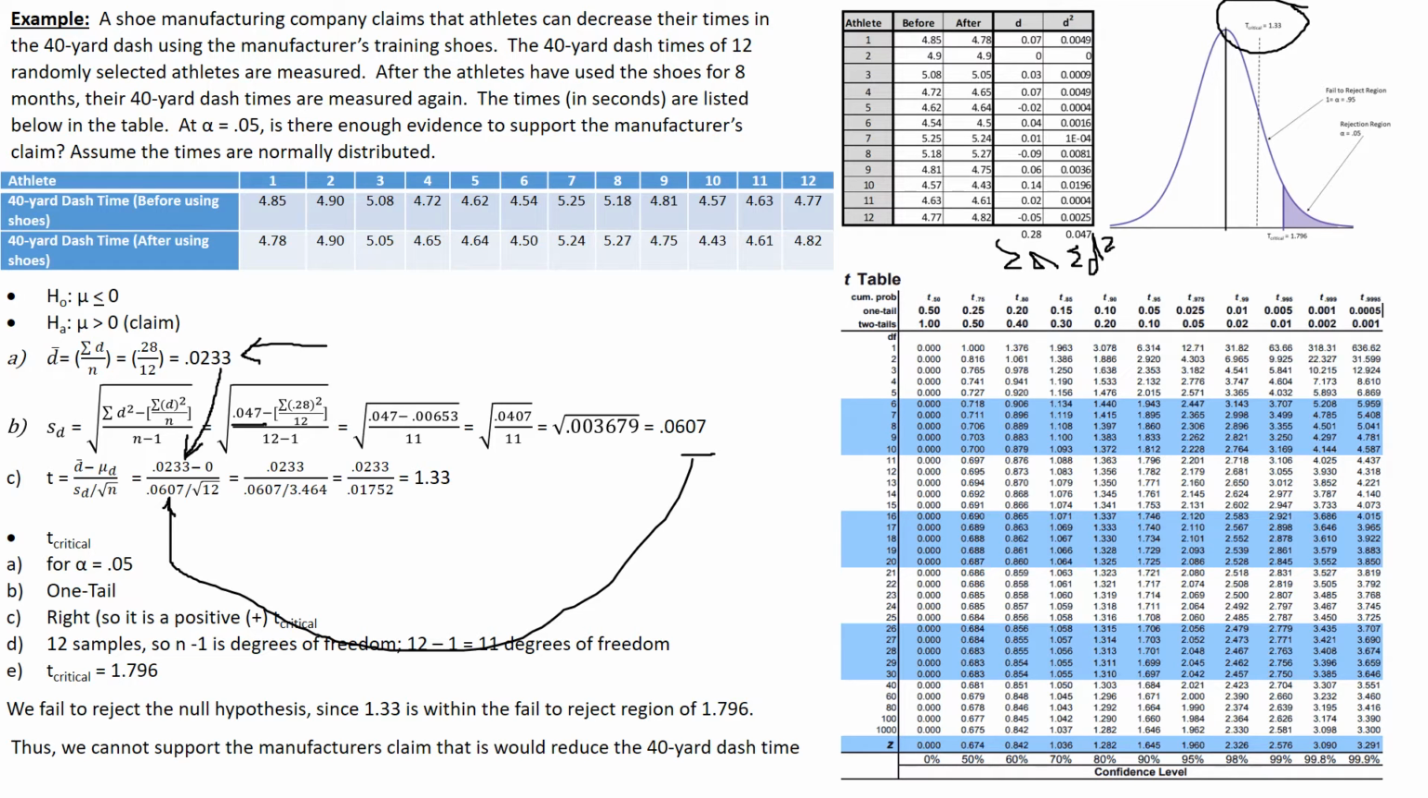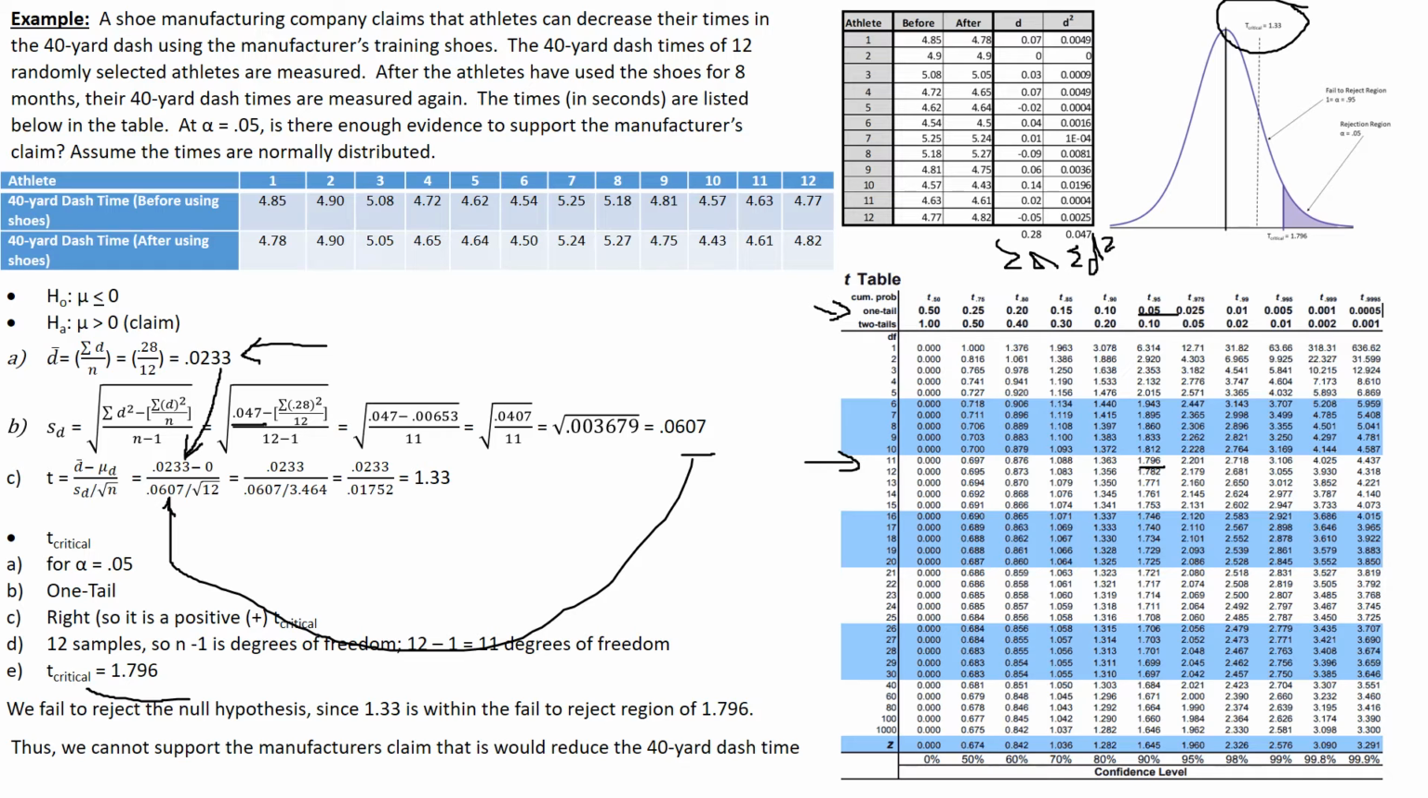Let's find our T critical. We've got 12 samples, so it's 11 degrees of freedom. It is one-tailed, right-tailed, so it's going to be positive here. 11 degrees of freedom, and we're looking at alpha 0.05, one-tailed. So it would be 1.796, which I got here. It's positive 1.796 since it's right-tailed.